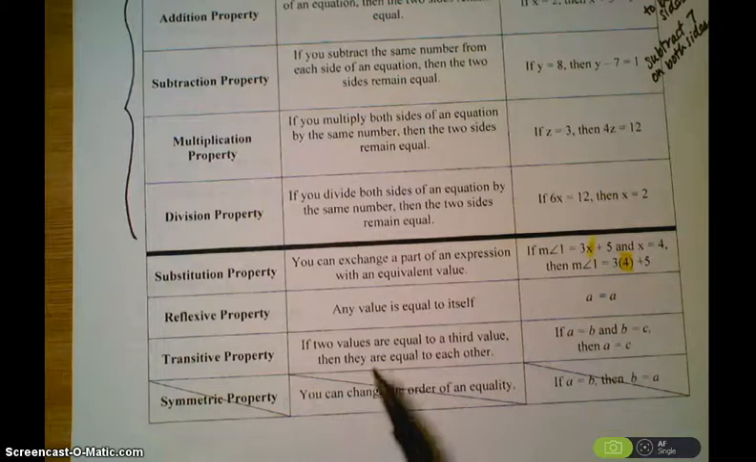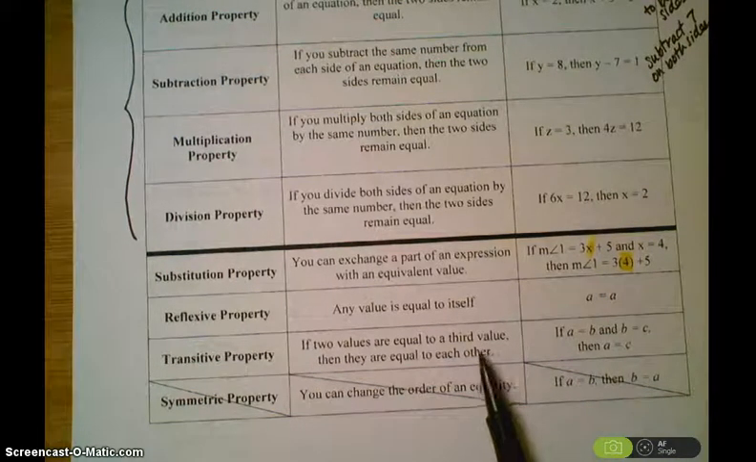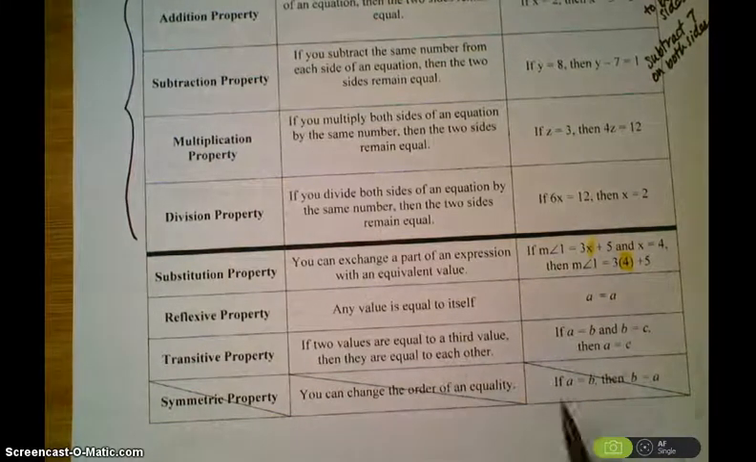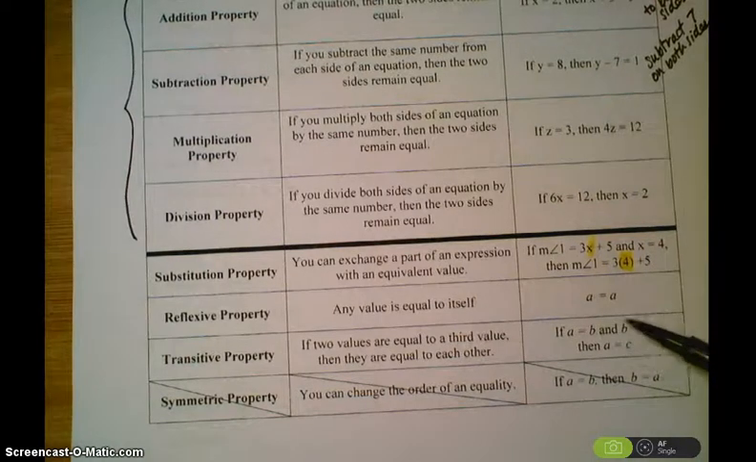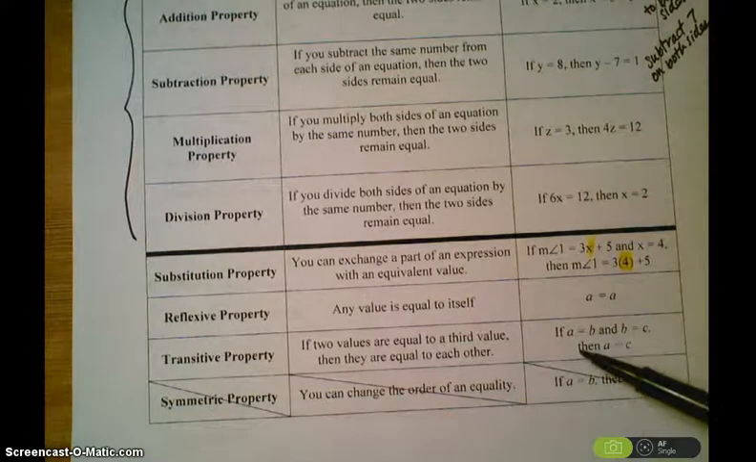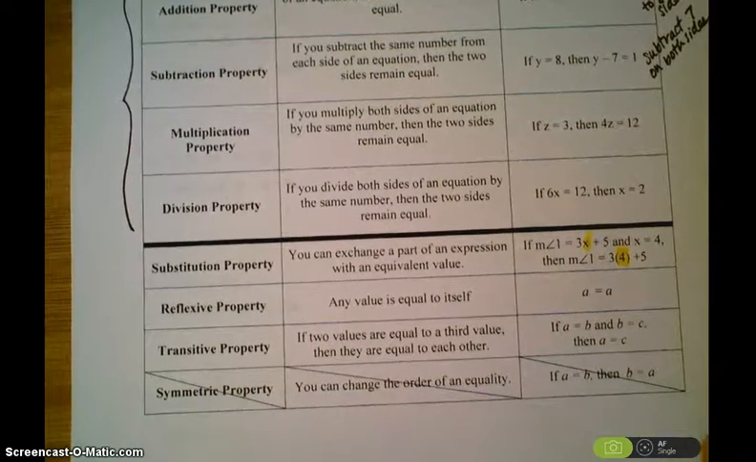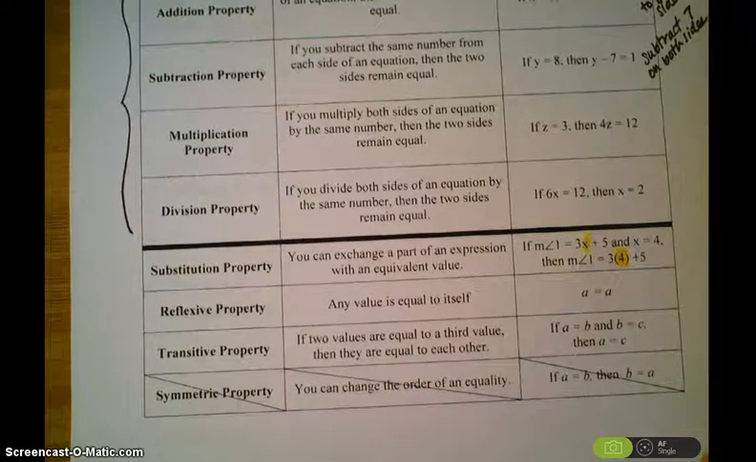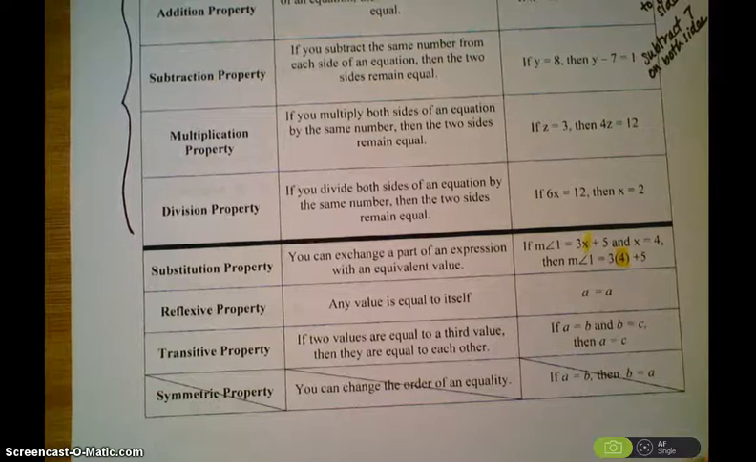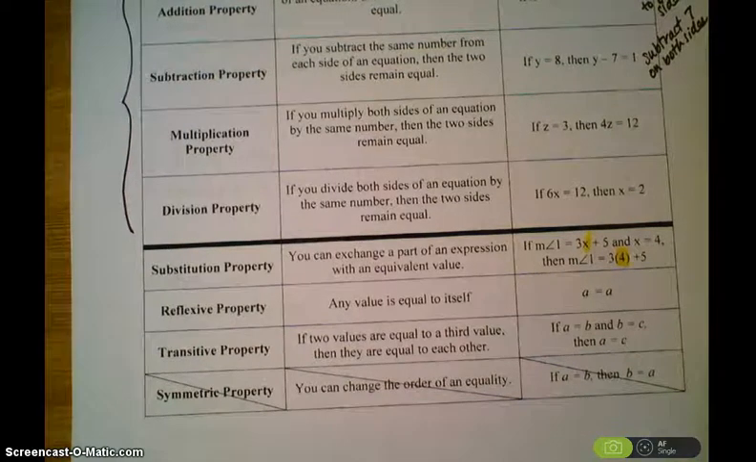Transitive property. If two values are equal to a third value, then they're equal to each other. If A equals B and B equals C, we can cut out the middleman and end up with A equals C. And doesn't that kind of look like the law of syllogism? I'd say it's probably its cousin, but transitive property you're going to use very often.